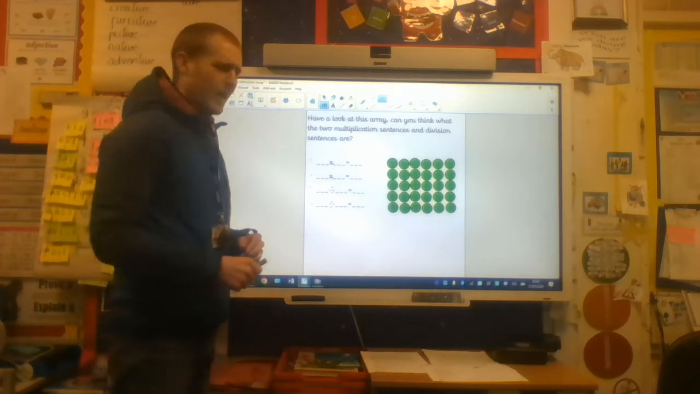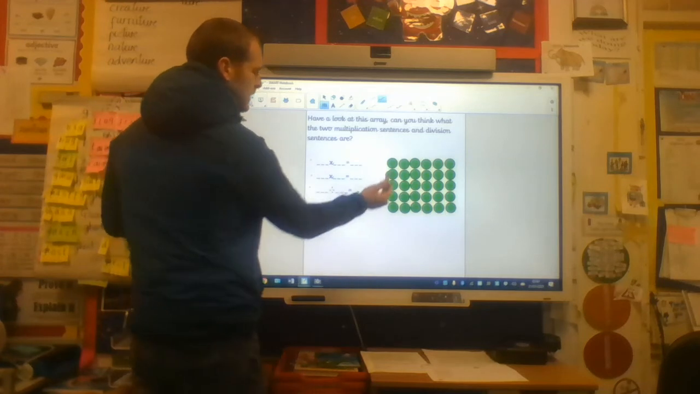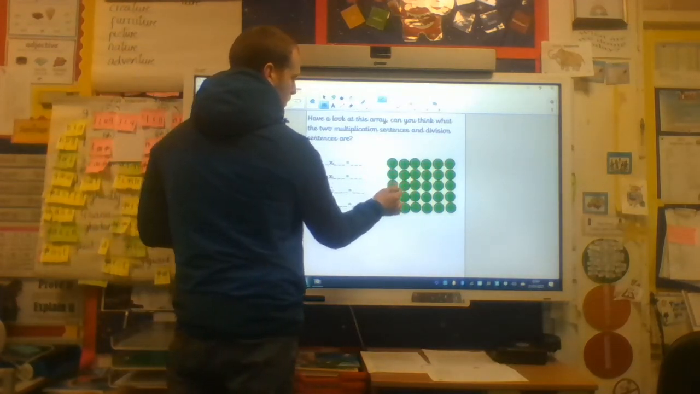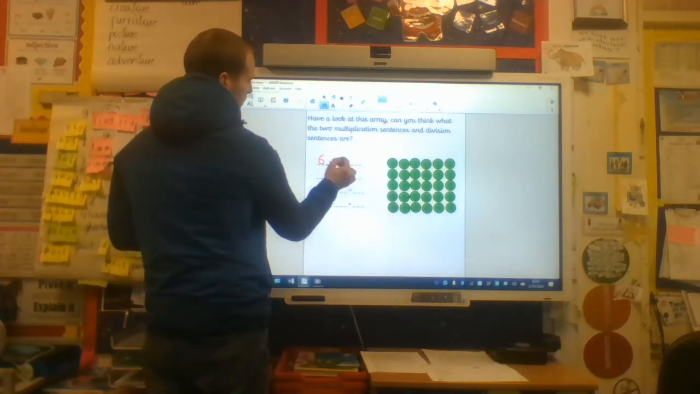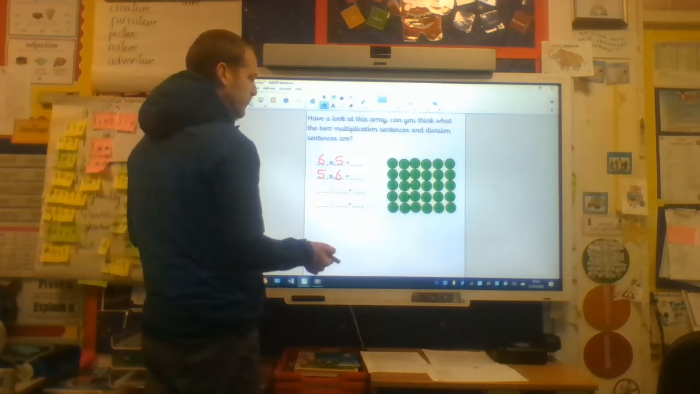Just going to do a little bit of counting and see if I can work out these different sentences here. 1, 2, 3, 4, 5, 6. 1, 2, 3, 4, 5. Right. So it's 6 groups of 5, which means there must be 5 times 6 as the opposite.